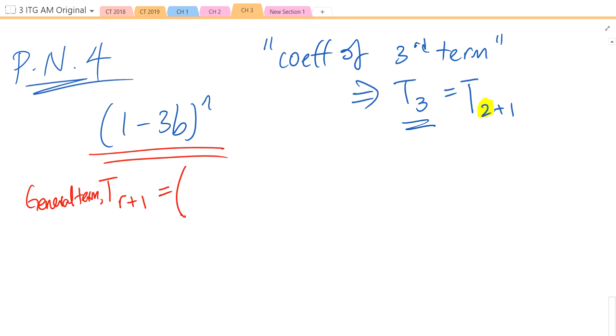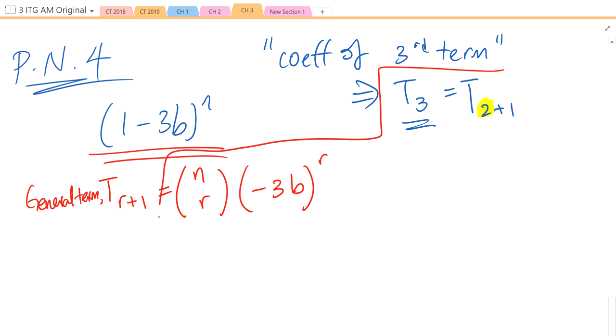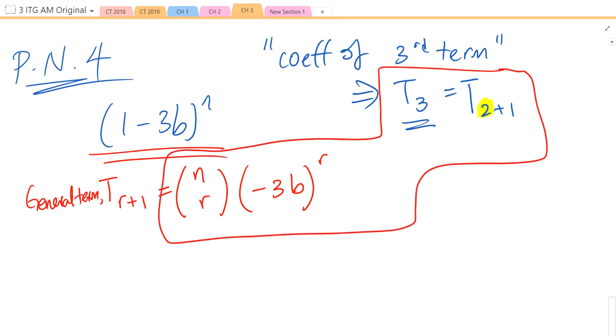According to the board, what choose what? n choose r, and is it b? Negative 3b. Power r. Okay, this is my general term. If I want to expand, everything is supposed to look something like this. Just give me 1 minute. Now, this is my general term, and they are telling me that the coefficient of third term is 324. We are going to make them the same. What is the value of r here?